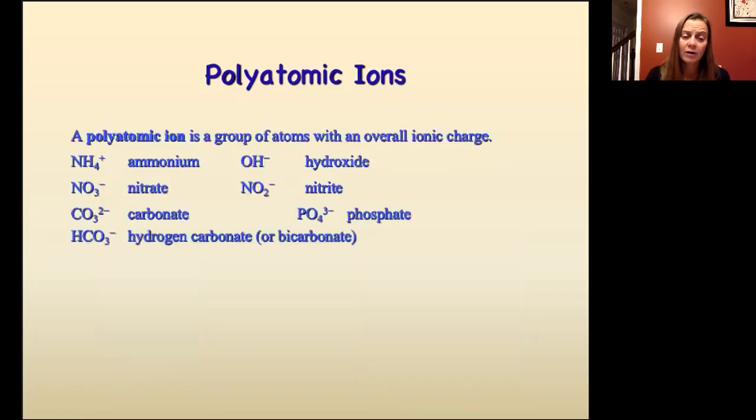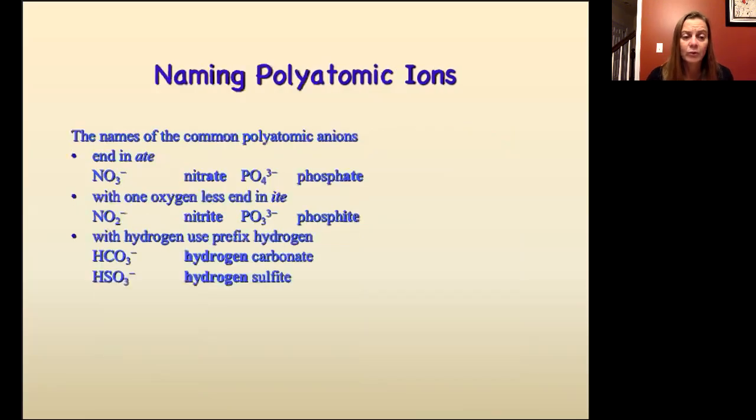So some of our polyatomic ions are ammonium and nitrate and carbonate, as well as hydrogen carbonate, phosphate, nitrite, hydroxide. You might have noticed that several of these have the ending -ate. Most of the common polyatomic ions end in that -ate ending.